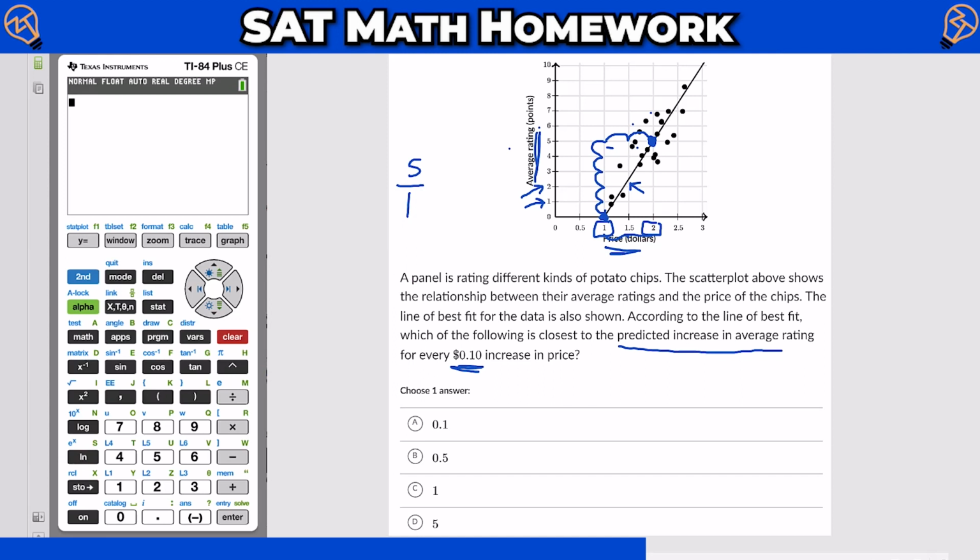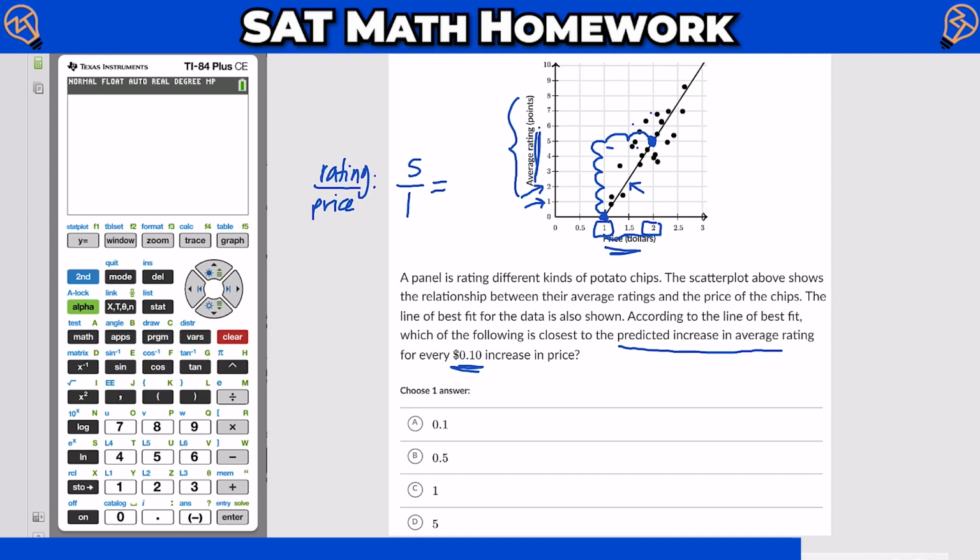Keeping in mind that the rise had to do with the average rating, so maybe I'll put this over here, rating. Whereas the run had to do with the price. So if they're saying for every 5-point increase in the rating, it's a $1 increase in the price.